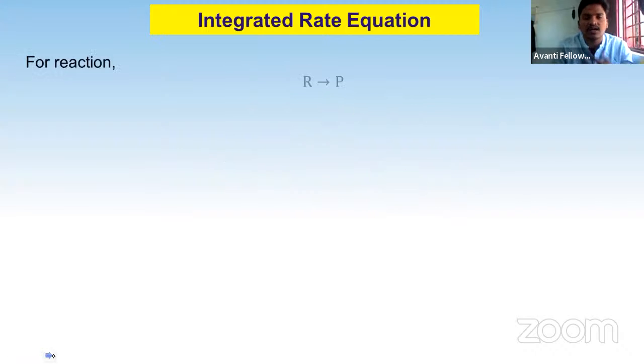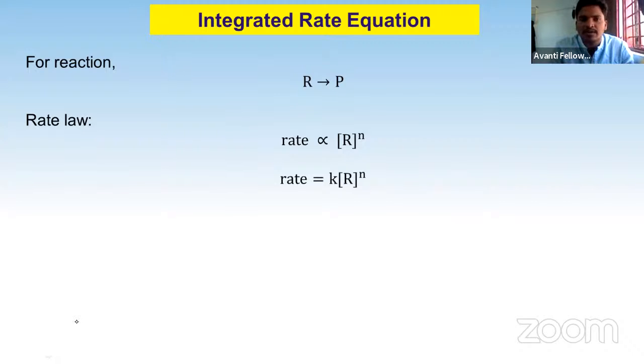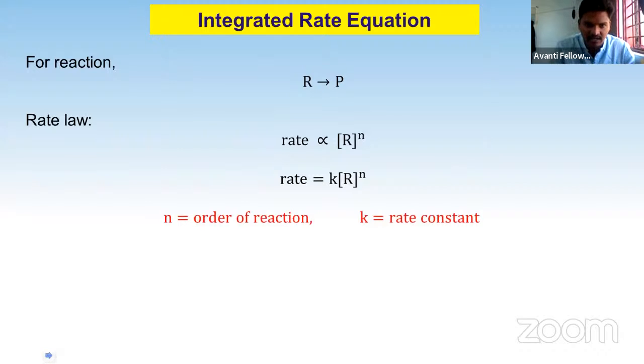Now for the reaction, reactants R are becoming products. So if you write the rate law, you simply write rate is directly proportional to R to the power of n, where n indicates the order of a reaction. Clear? Next, you simply remove the proportional sign and keep K as the proportionality constant. n is the order of a reaction, K is the rate constant.